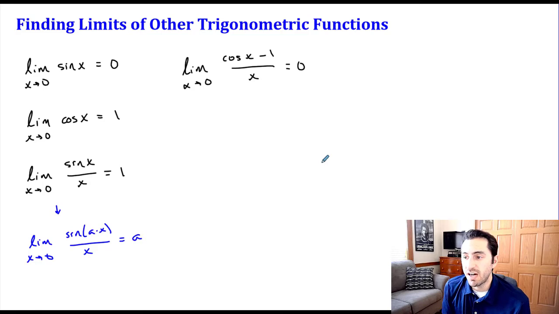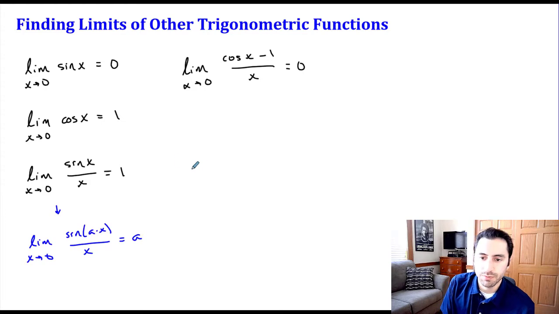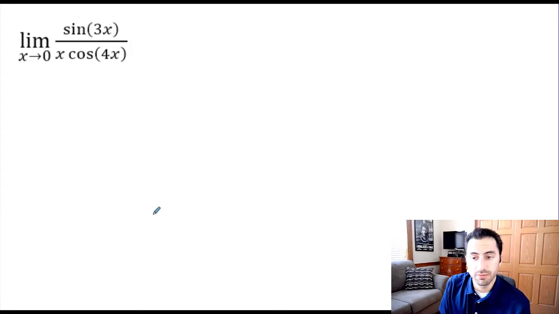So with these 5 basic ones, along with our trig identities, we should be able to find the limits of more complicated trig expressions as well. So I want to do 3 examples where we're going to do that. In each one of these examples, we are going to use a slightly different method. So the first one, the limit as x approaches 0 of the sine of 3x divided by x times the cosine of 4x.